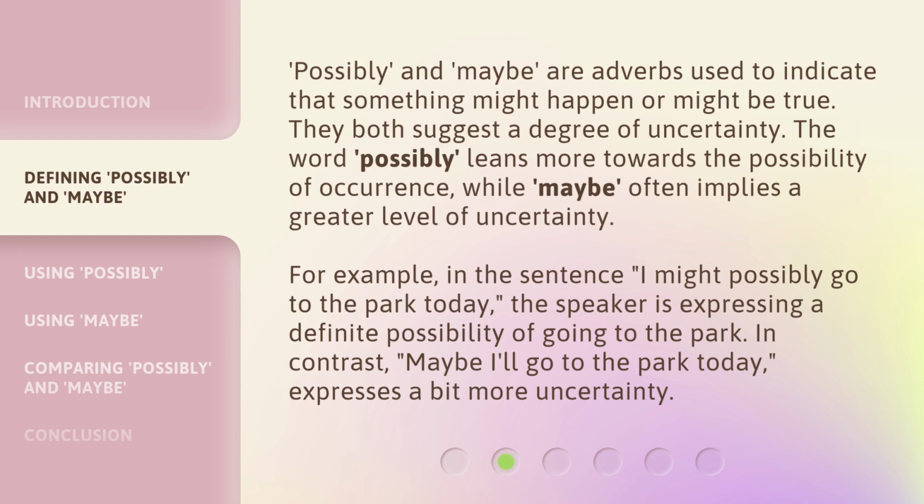For example, in the sentence, "I might possibly go to the park today," the speaker is expressing a definite possibility of going to the park. In contrast, "Maybe I'll go to the park today," expresses a bit more uncertainty.